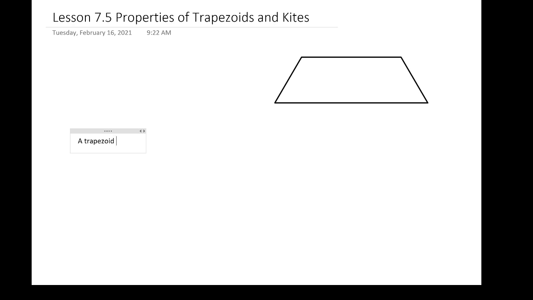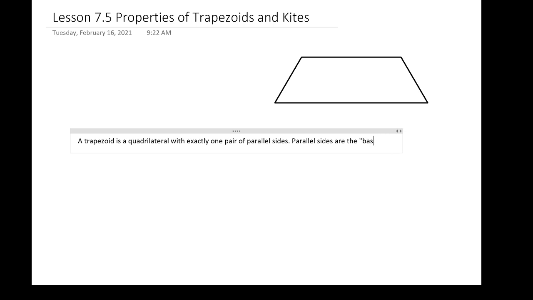Now we have started all of these, especially when we got to rhombus and rectangle, with those being simultaneously parallelograms. So in the division of quadrilaterals, trapezoid is going to be a non-parallelogram in the world of quadrilaterals. So a trapezoid is a quadrilateral by definition, except that it has one pair of parallel sides. And the parallel sides are what are called the bases.